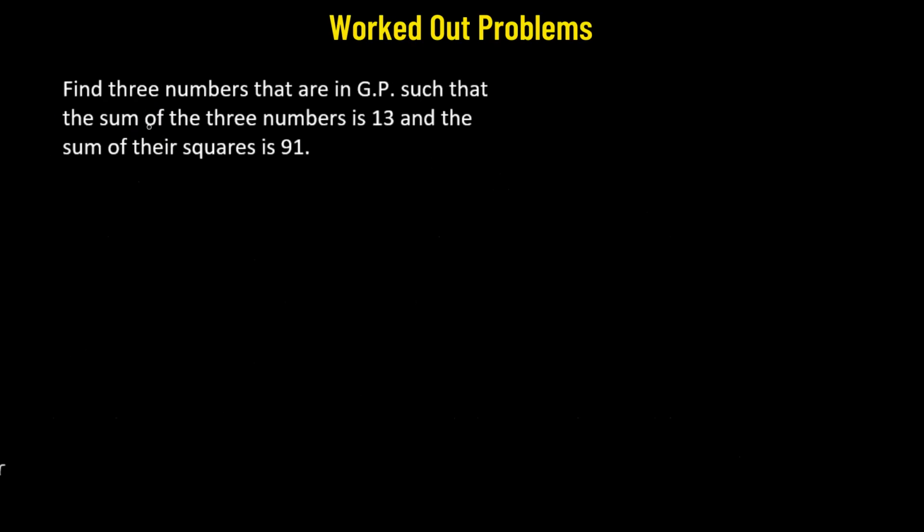So in problem number 2, we have to obtain three numbers that are in geometric progression such that the sum of the three numbers is 13 and the sum of the squares is 91. So this time we're going to do it a little bit differently. So instead of choosing a over r, a, and ar as the three numbers, here we're going to consider a, ar and ar squared to be the three numbers that are in geometric progression.